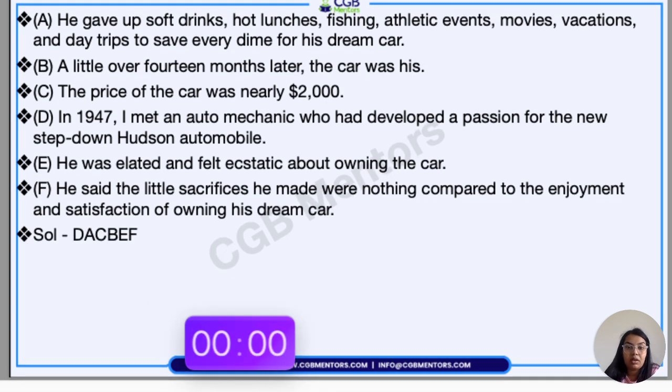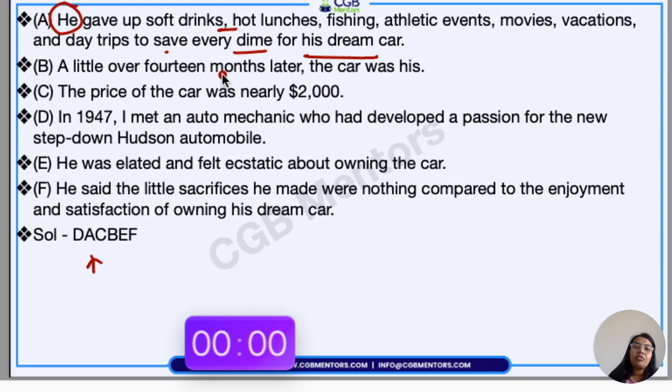Okay, so answer is DACBEF here. It says he gave up soft drinks, hot lunches, all these things to save every dime for his dream car. It's a plan he is following. So he कौन है और ये अचानक क्या हो गया, ये सब ड्रीम कार क्या है? Lot of things to be discussed.